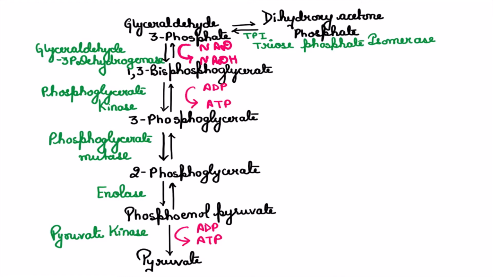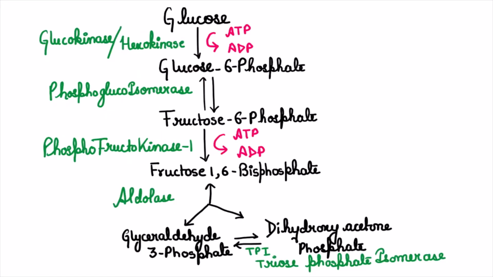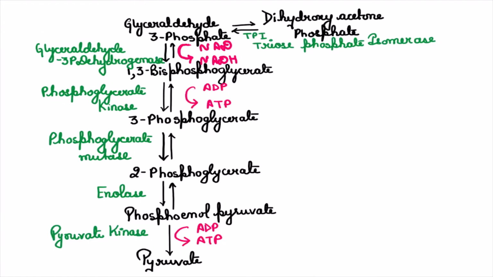1,3-bisphosphoglycerate to 3-phosphoglycerate by phosphoglycerate kinase, to 2-phosphoglycerate by phosphoglycerate mutase, and to phosphoenol pyruvate by the enzyme enolase. And eventually phosphoenol pyruvate is converted to pyruvate by pyruvate kinase. So here you can also see now there is requirement of 1 ATP at glucokinase, 1 at PFK1, and 1 ATP is formed at phosphoglycerate kinase step here. Another ATP is formed at the pyruvate kinase step here.